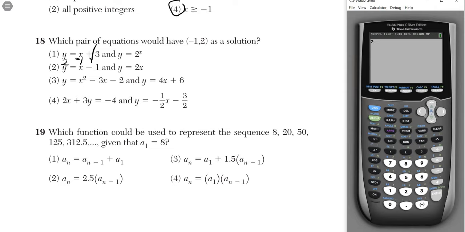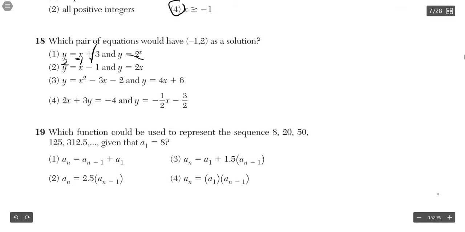and seeing if it fits. This y equals 2 to the power of x. So 2 to the power of negative 1 should come out to a half. Right? Comes out to a half. So that does not fit the solution. If it fit the solution, then y would be 2. But y actually, when x is negative 1 here, y comes out to a half. So it does not fit this. Okay, now let's try choice 2.